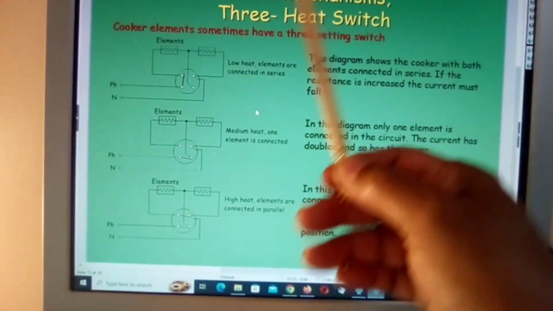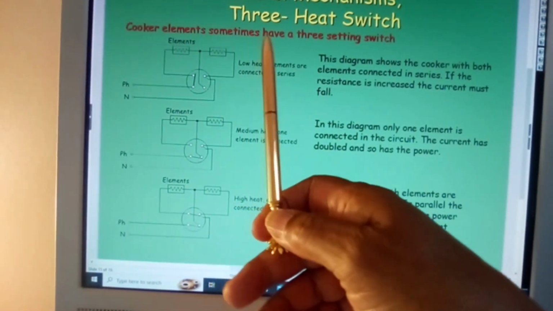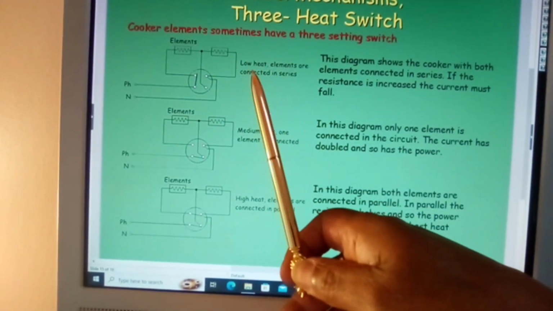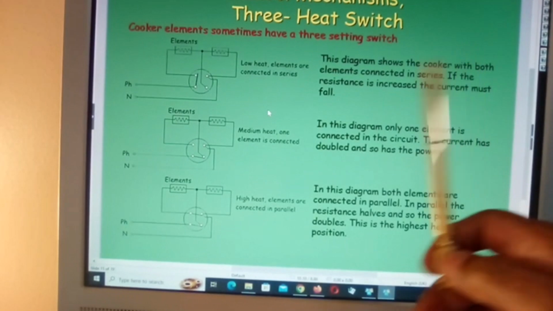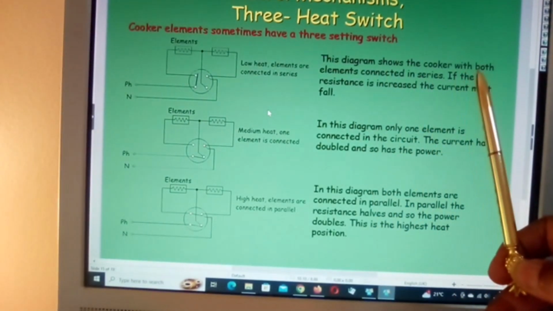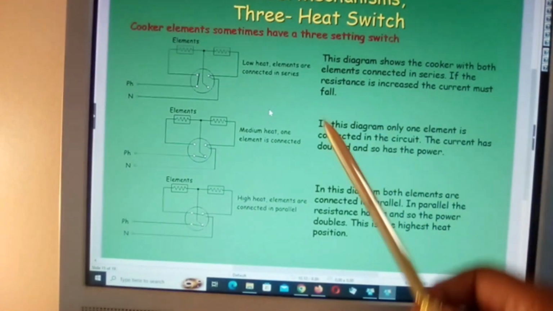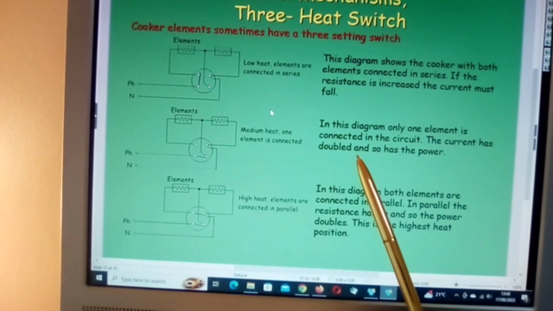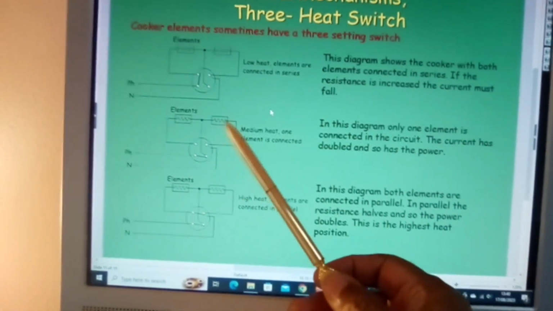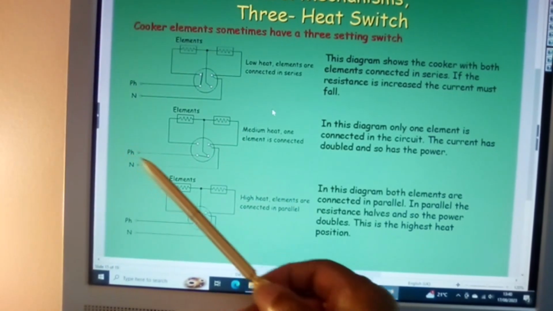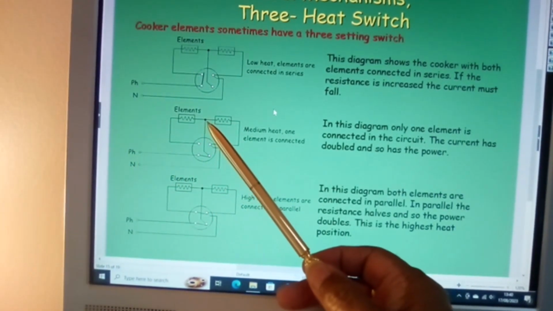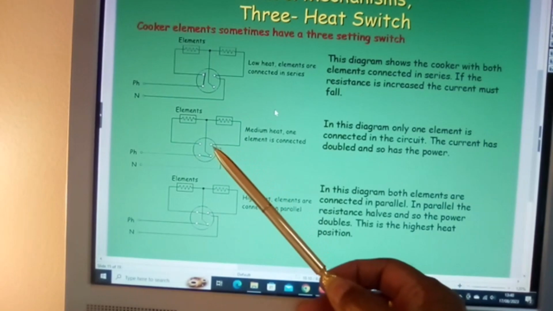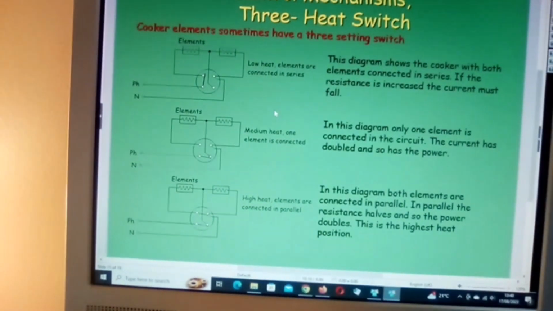Now here we have control mechanisms, three heat switch. Cooker elements sometimes have a three setting switch. Okay, you can see here phase 1. Low heat elements are connected in series. This diagram shows the cooker with both elements connected in series. If the resistance is increased, the current must fall. In this diagram, only one element is connected in the circuit. The current has doubled and so has the power. Therefore, we can increase the power because we're only using one. And you can see the phase conductor making contacts with the switches here. Current is going here, yes, but nothing's happening because it's not connected to anything. And it goes around here, follow that point, and to your neutral.